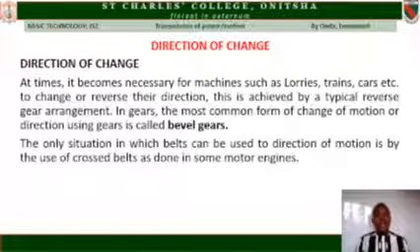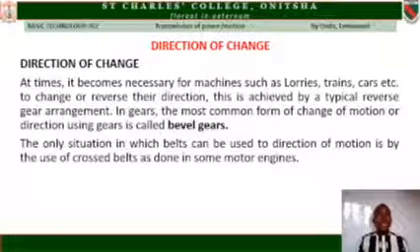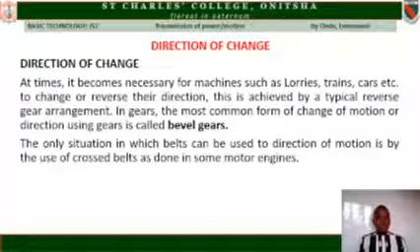My dear students, at this juncture, we'll be talking about the direction of change. At times, it becomes necessary for machines such as lorries, trains, cars, etc. to change or reverse their direction. This is achieved by a typical reverse gear arrangement. In gears, the most common form of change of motion or direction is called bevel gears. The only situation in which belts can be used to change direction of motion is by the use of crossed belts, as done in some motor engines.